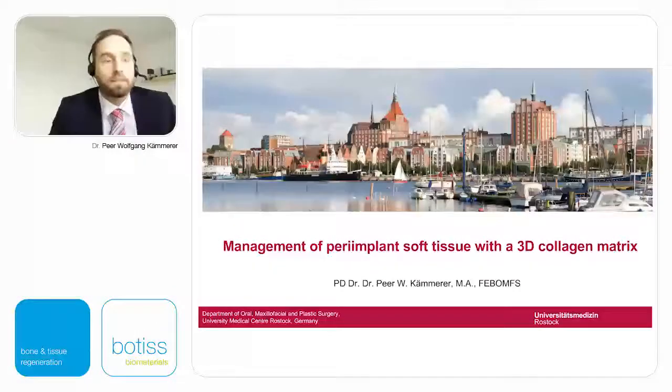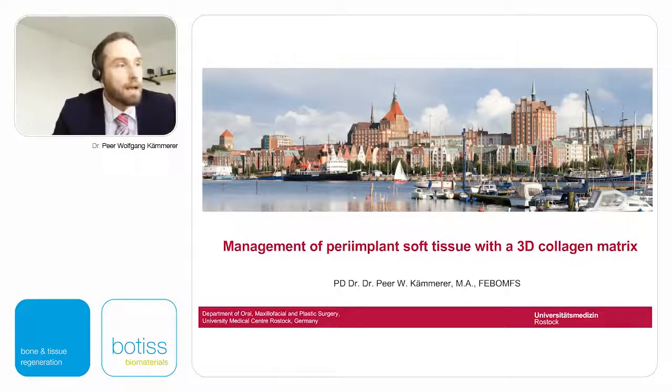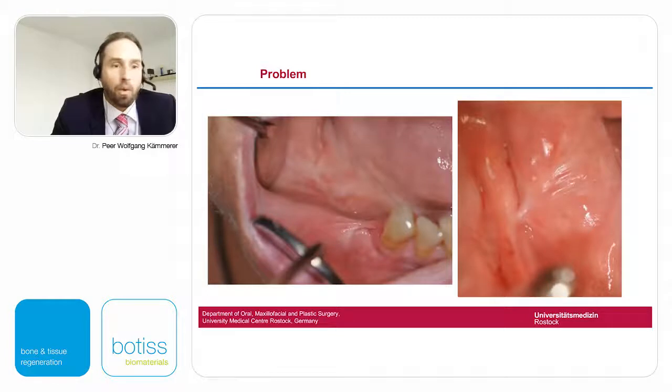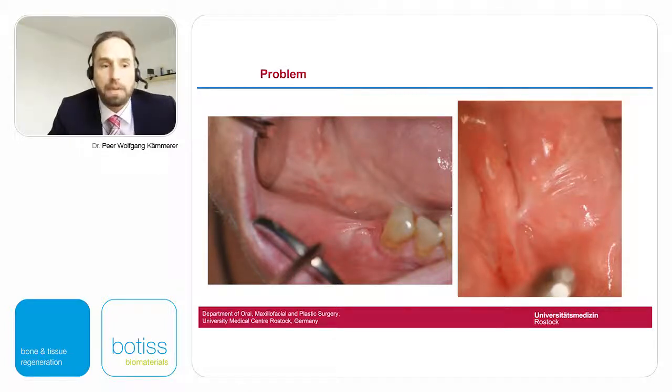Dear colleagues, today we're talking about the management of periimplant soft tissue with a 3D collagen matrix. When alveolar ridge resorption occurs, the surface of the attached mucosa of the ridge decreases, and in fact, a large proportion of patients with mandibular atrophy have a minimum area of support for the prosthesis, and pre-prosthetic surgery is an available method for enlargement.